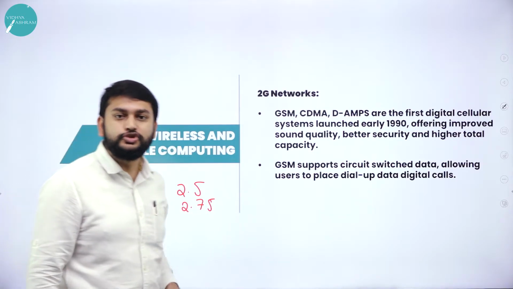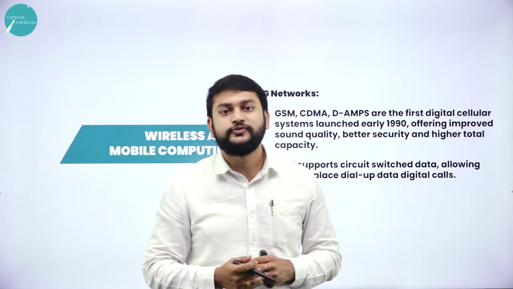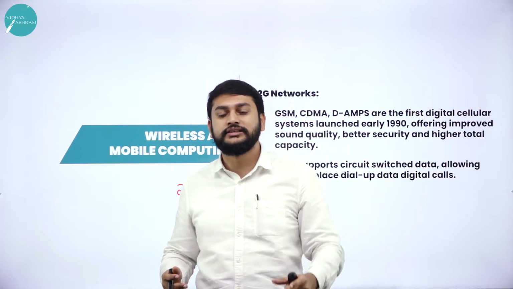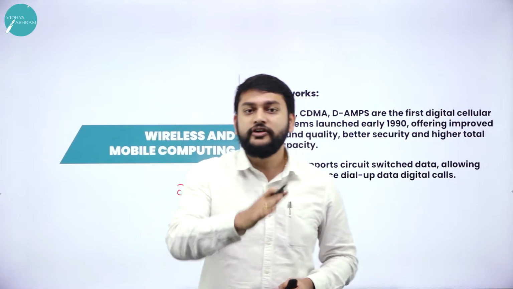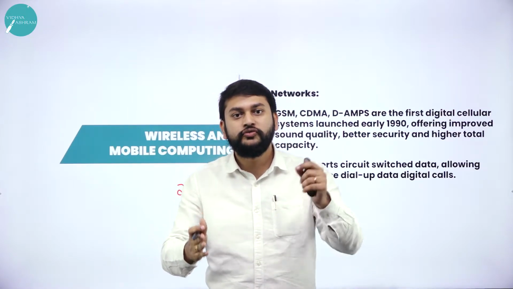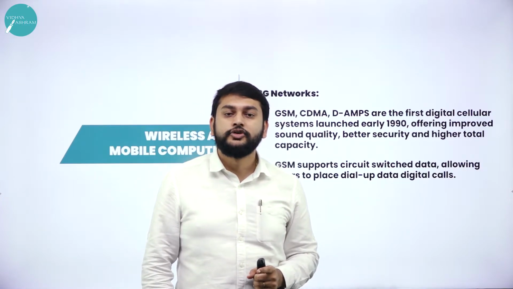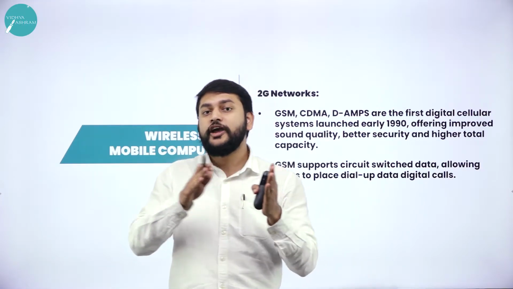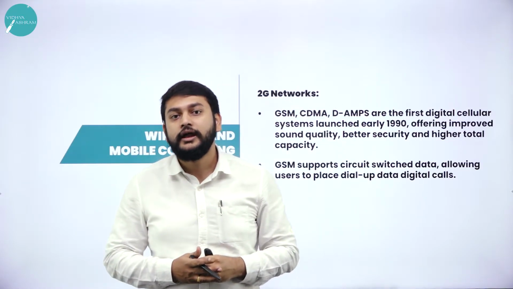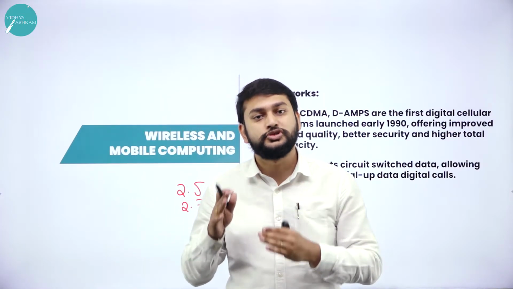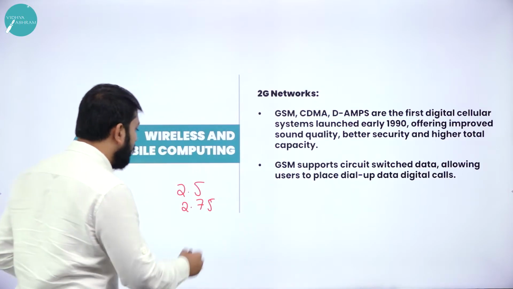So what is the difference between 2.5G and 2.75G? Probably you will know we had something called GPRS in 2G. Whenever we use the 2G network, we were able to use only 14 kbps of internet speed. But when we move to 2.5G, we started getting 50 to 60 kbps of data transmission speed.